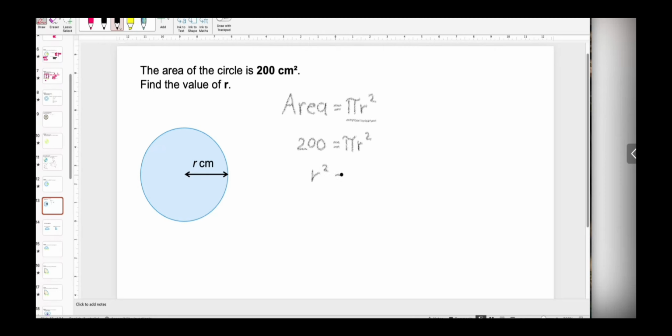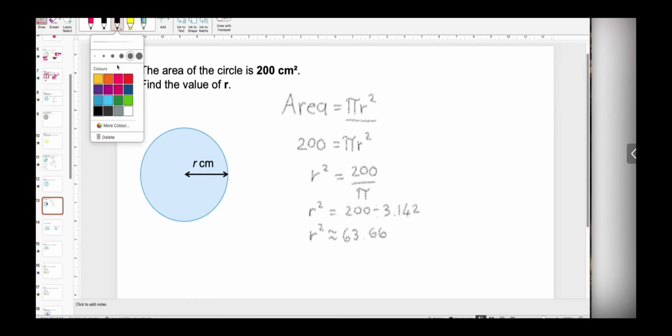Okay, so we are going to rearrange this formula. It becomes the radius squared is equal to 200 divided by pi. Okay, now what is 200 divided by pi? Now I'm going to use the value of 3.142. I'm not going to use the actual value of pi. So if you take 200 and you divide it by 3.142, you will get an answer of 63.66, well, approximately 63.66.